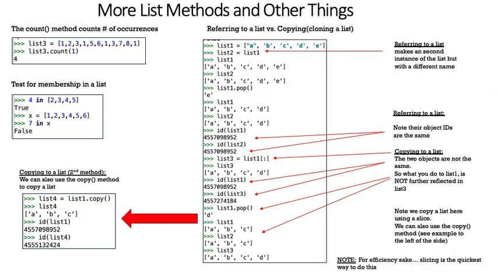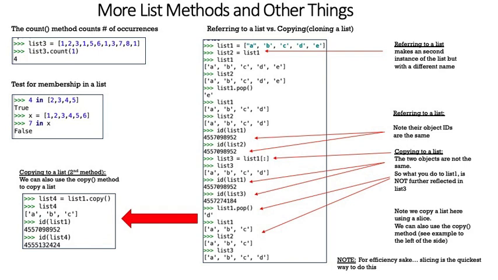This will be our last slide on more fundamental concepts, methods, and other things having to do with the list object or list data type. So upper left-hand corner, the count method counts the number of occurrences of a specific element. So we have list 3 with a bunch of numbers. List 3.count the number 1, and it tells us it appears 4 times.